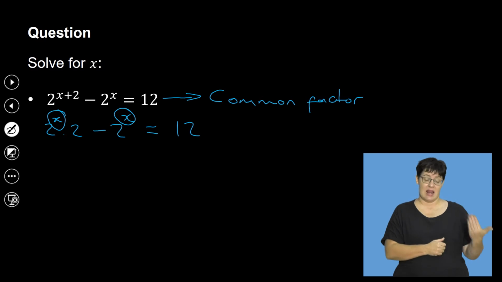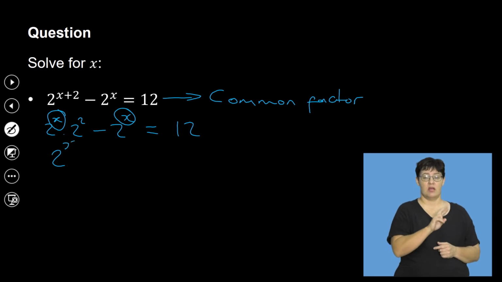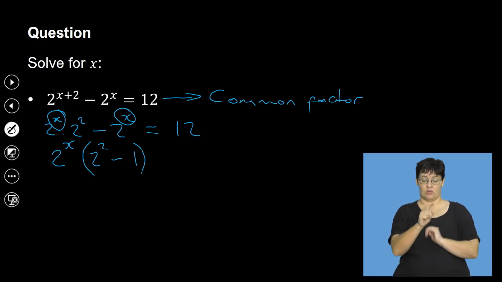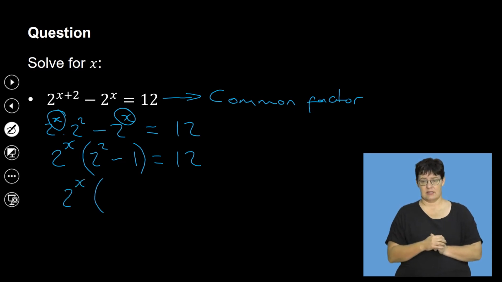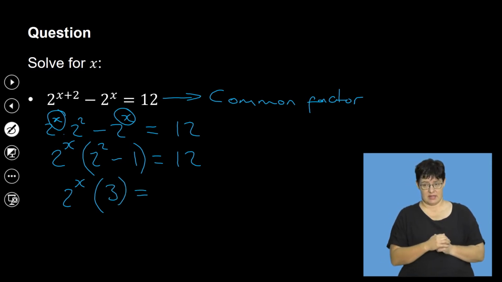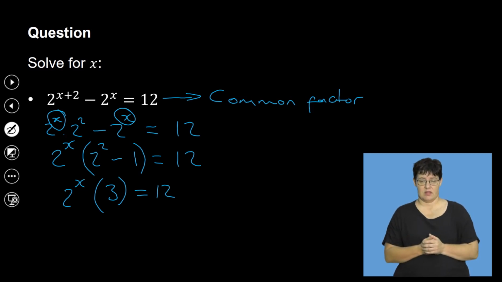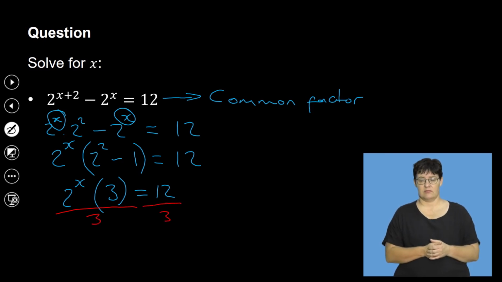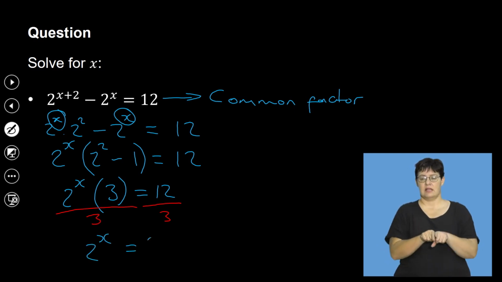Now on the left hand side, this is squared there. I just forgot that 2. So if I take out a common factor, it will be 2 to the x into 2 squared minus 1. And this will be equals to 12, right? And then this will be 2 to the exponent of x into, in the brackets, I have 2 squared, that's 4, minus 1, that will be 3, and that's equals to 12. You divide both sides by 3. Let me use a different color just so that people can see the differences here. If you divide both sides by 3, I will have 2 to the exponent of x equals to 4.